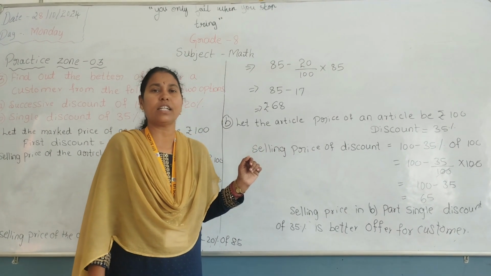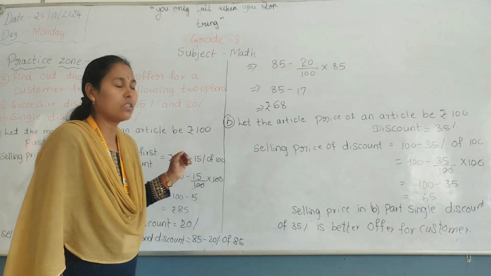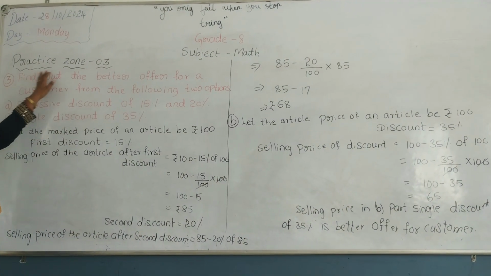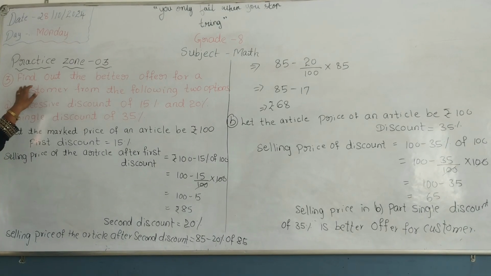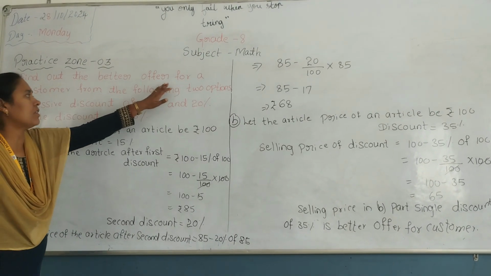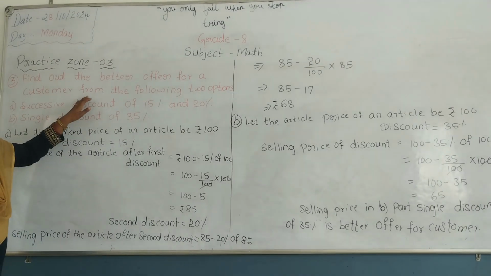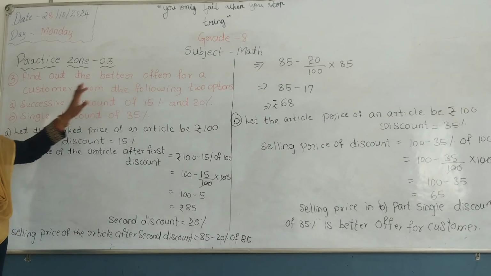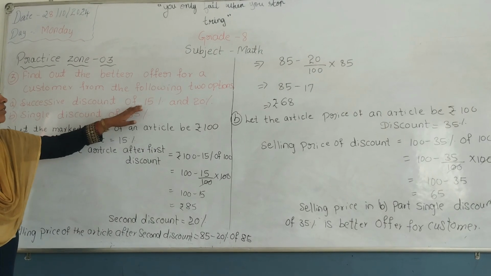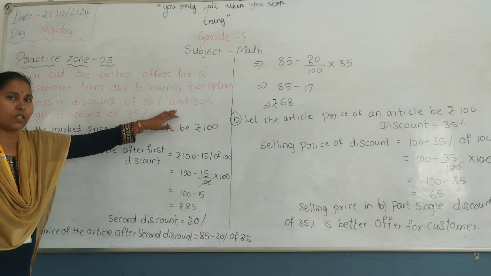We will continue, children. That is practice problem 3. We have to solve the sum. Find out the better offer for a customer from the following two options. First option is successive discount of 15% and 20%.